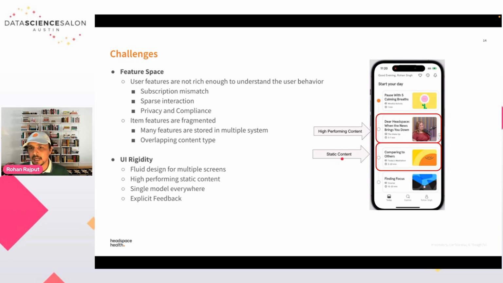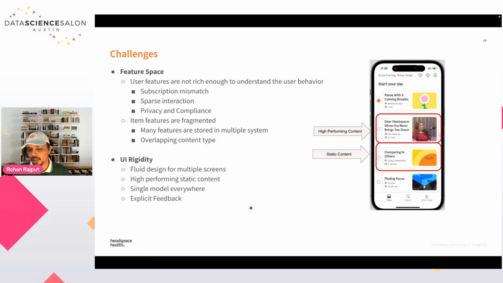The second is the static content. If a user starts Headspace 365, they want to do an everyday meditation, and they have a 365-day catalog. So we want that particular meditation to be served to that user for all those 365 days, and that's why that particular slot also cannot be removed or recommended. That actually reduces our surface area to recommend our content.